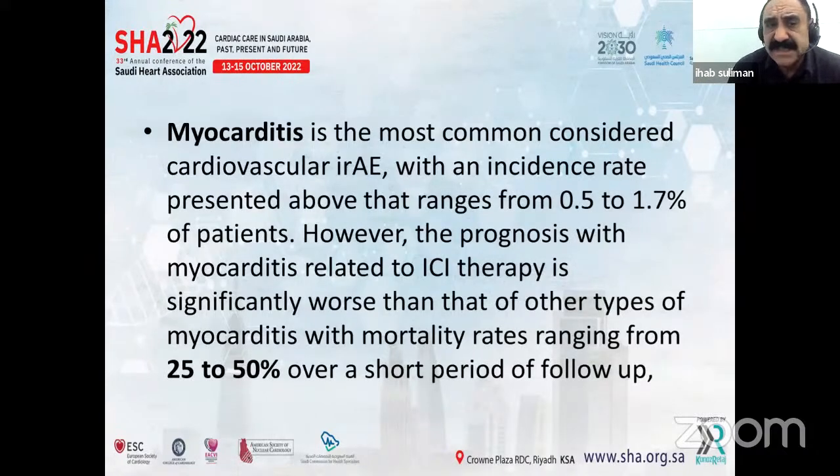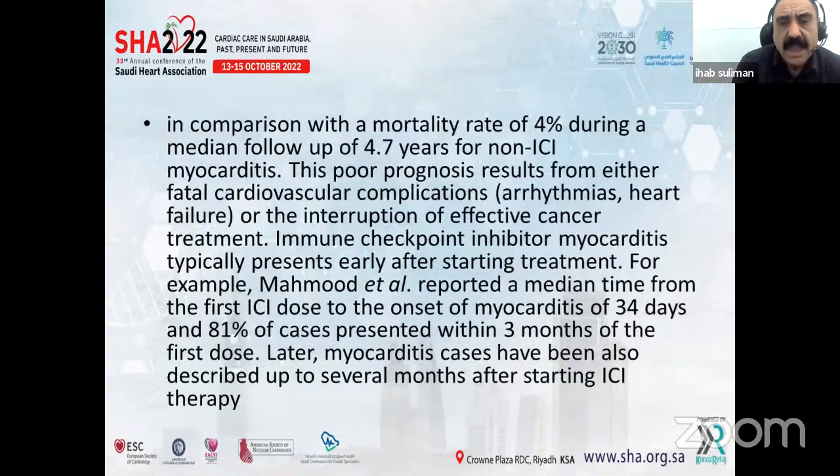Remember, those are cancer patients, and they might have metastatic cancer, and they already have decreased survival, or they have multi-organ damage or multi-organ failure. When they are subjected to myocarditis, the mortality can reach up to 25 to 50% from immune checkpoint inhibitor therapy, compared to 4% of myocarditis from different causes.